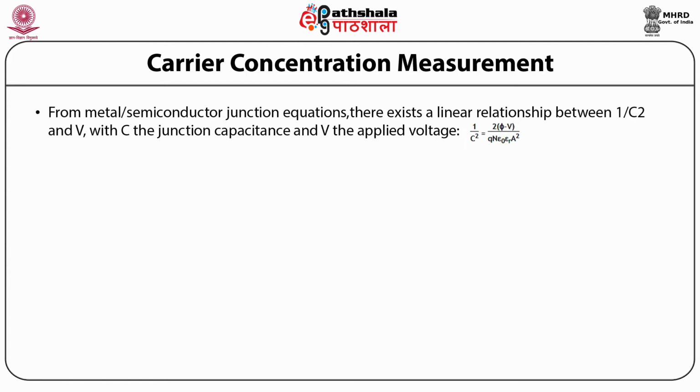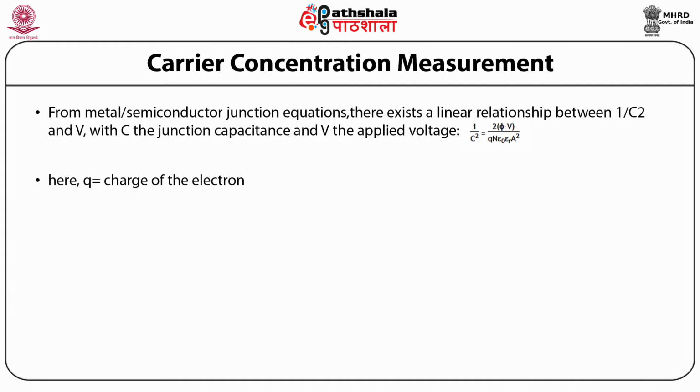From metal semiconductor junction equations, there exists a linear relationship between 1 by C square and V, with C the junction capacitance and V the applied voltage. Here 1 by C square is equal to 2 into (phi minus V), and this whole is divided by Q n into epsilon naught into epsilon r into A square.